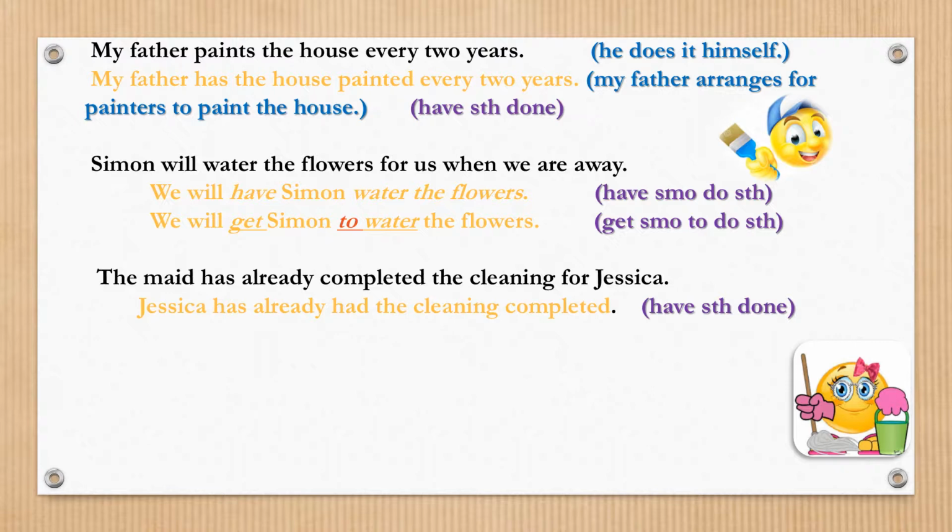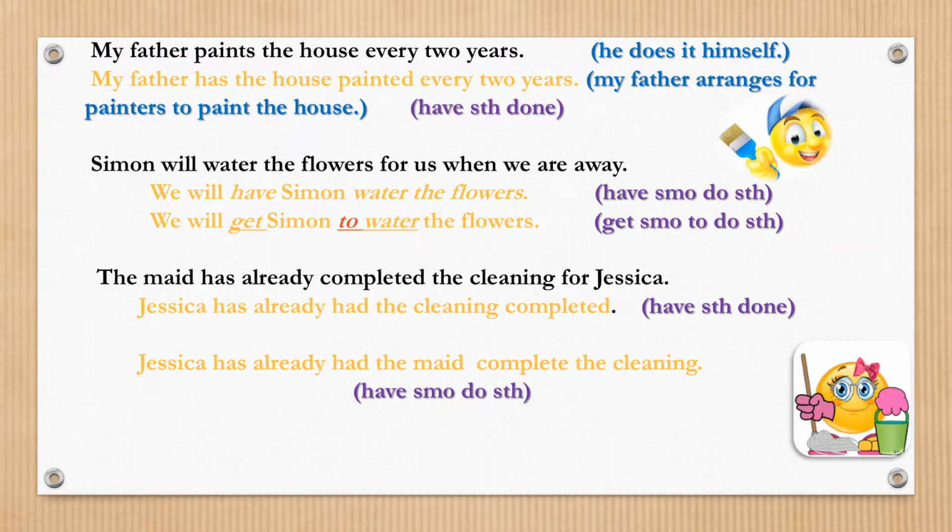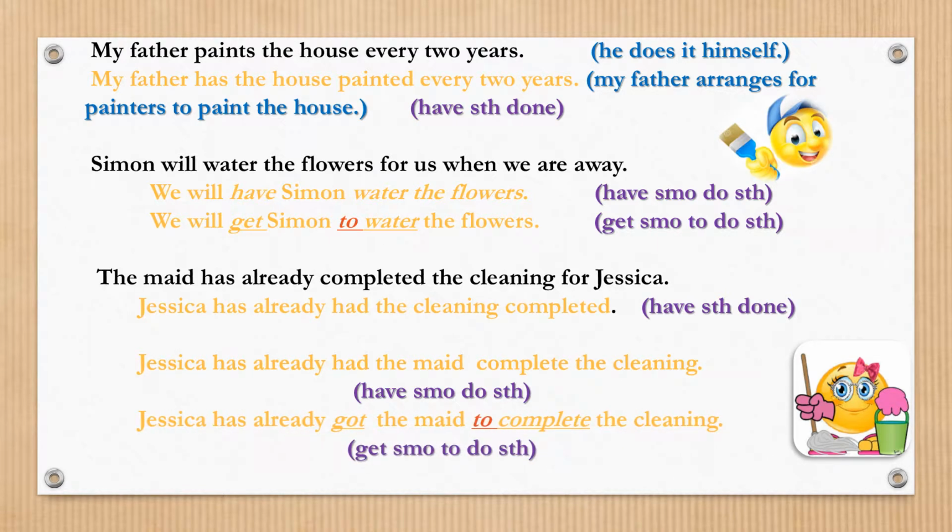If we want to add the agent, if we want to add the maid in the sentence, we may prefer to use the have someone do something structure. So the sentence will be Jessica has already had the maid complete the cleaning. Or we may use get someone to do something, and the sentence will be Jessica has already got the maid to complete the cleaning.